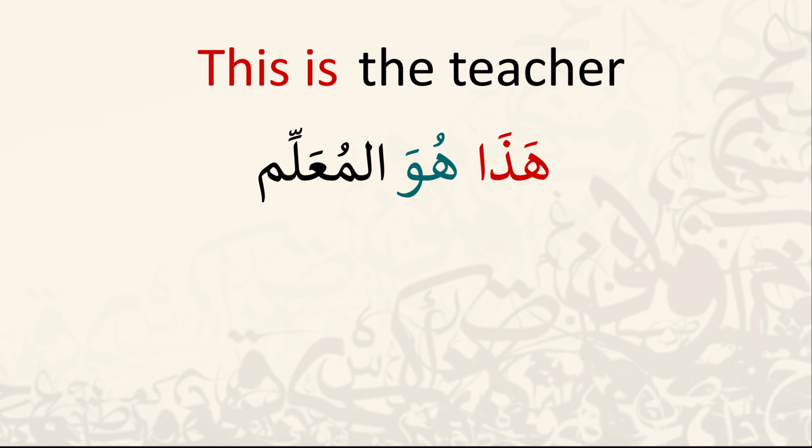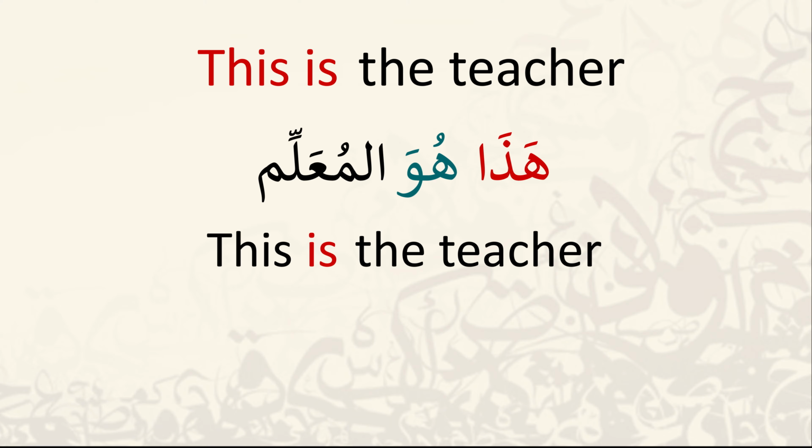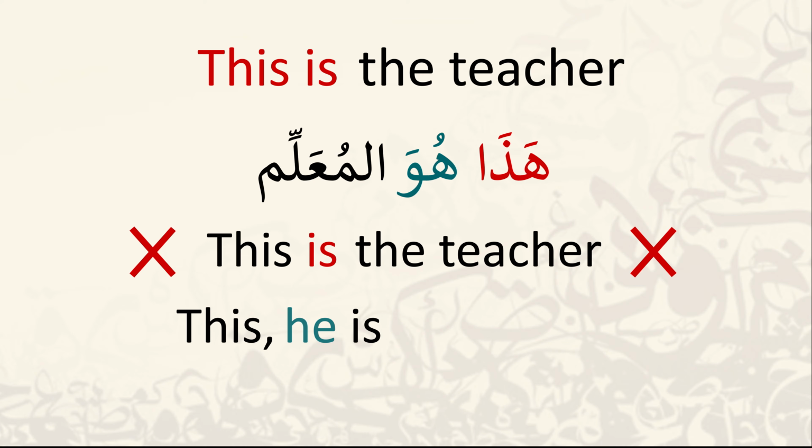I want to talk about a frequent mistake here. Many people used to translate this sentence as follows. هذا means this, هو means is, and المعلم means the teacher. They translate هو as the verb to be, which is wrong, because the verb to be doesn't show up in the present, as we mentioned many times. From the previous lesson, we know that هو means he. So, the literal translation of this sentence is, this, he is the teacher.